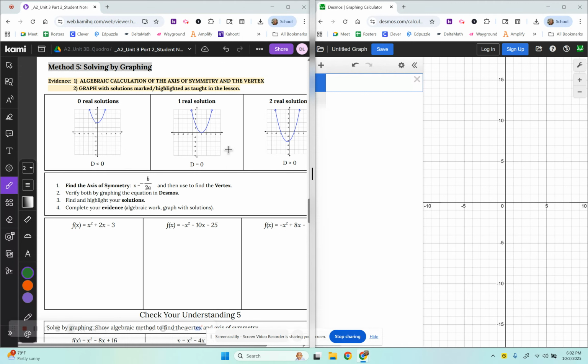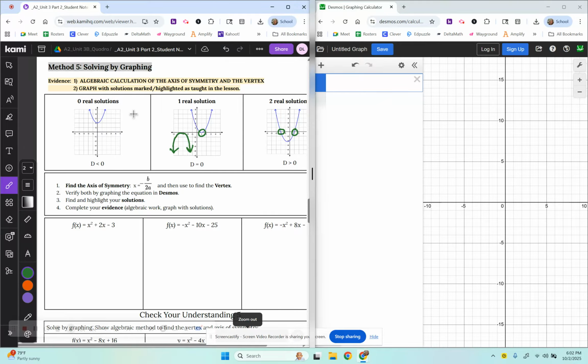One real solution is when your discriminant equals 0. That's where it touches one time. If your graph is reflected over the x-axis, then it would face down, and so it might look something like that. Okay, still one solution. And then two real solutions when your discriminant is greater than 0, where it crosses two times.